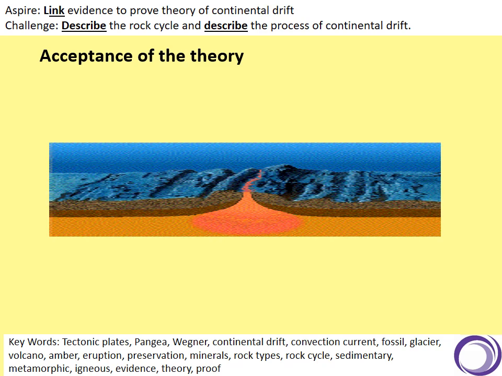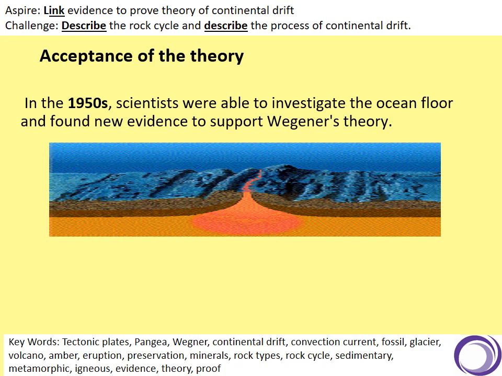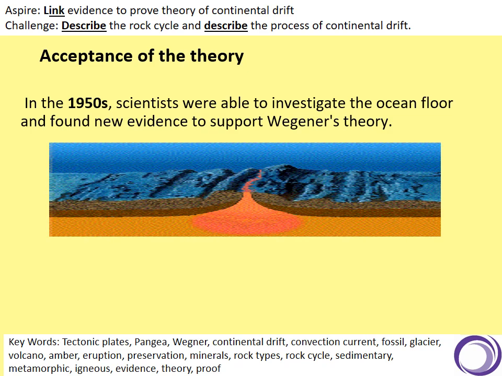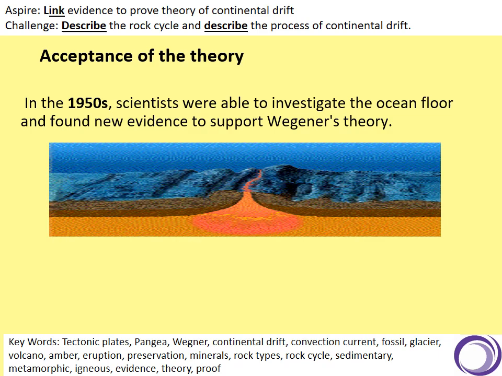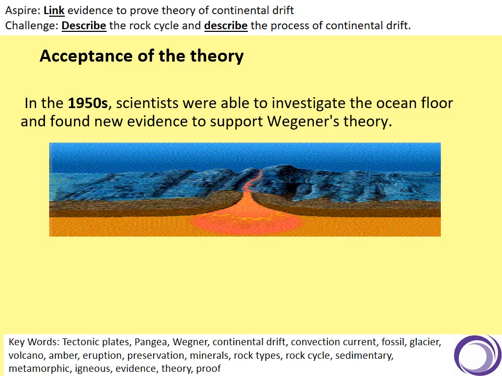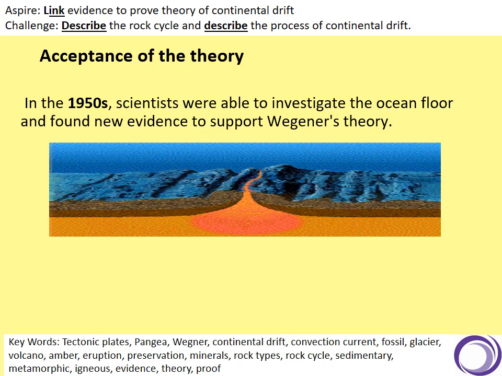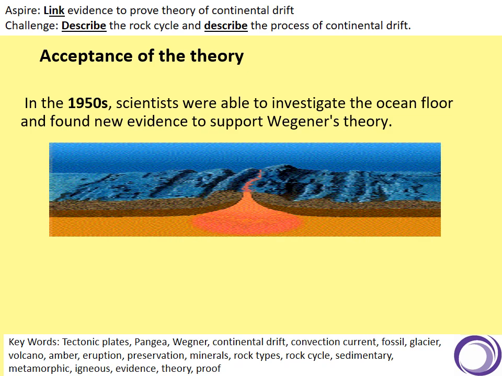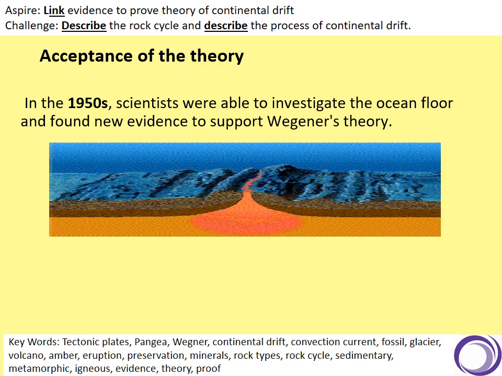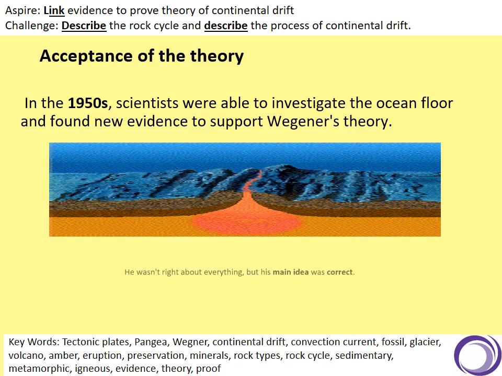So when was Wegener's theory finally accepted? It wasn't until the 1950s, nearly 40 years after he'd originally published his information. And it was at this point that scientists were able to investigate the ocean floor and found new evidence that actually supported Wegener's theory. We now know that along ridges like the Mid-Atlantic Ridge, new seafloor is being produced on a regular basis as plates move away from each other and magma is able to come up to the surface and form new seafloor. This is known as seafloor spreading.